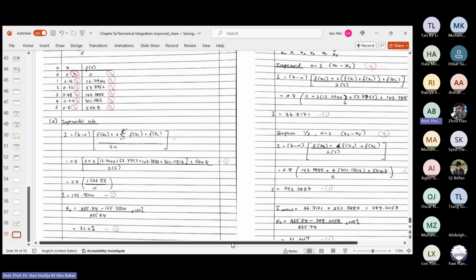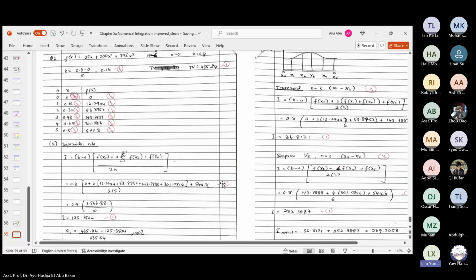Miss, why does my true value get 121.49? It should be 121.49. Not sure how I got this. 121.49. Yes, 0.49, okay.